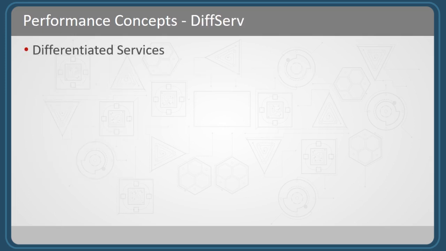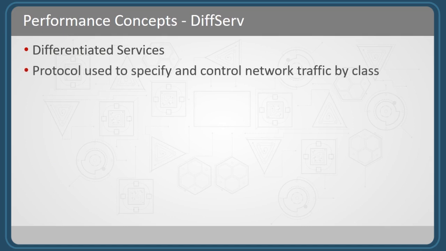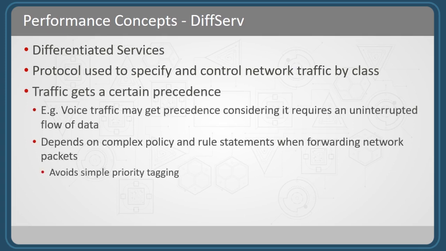DiffServ, or differentiated services, is a protocol used to specify and control network traffic by class. So you quite simply classify the different types of transmissions. So based on the classification, certain traffic gets a certain precedence. For example, voice traffic may get precedence considering it requires an uninterrupted flow of data.